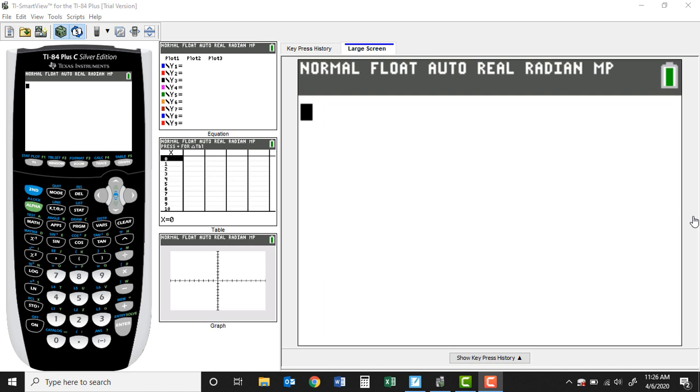So if you don't have your calculator at home or you want to do this on your screen instead, you can just search for TI-84 emulator, and you can download this for free and use it for 90 days, which is, hey, great for us through the end of the year.